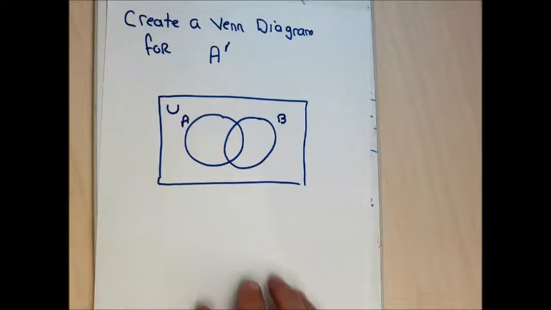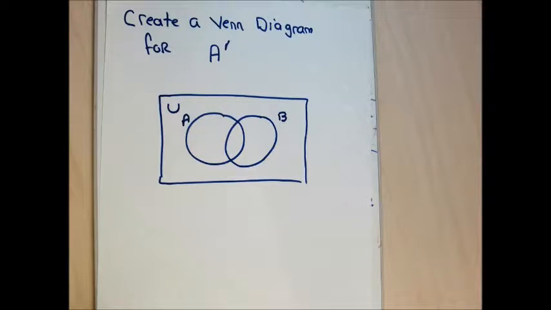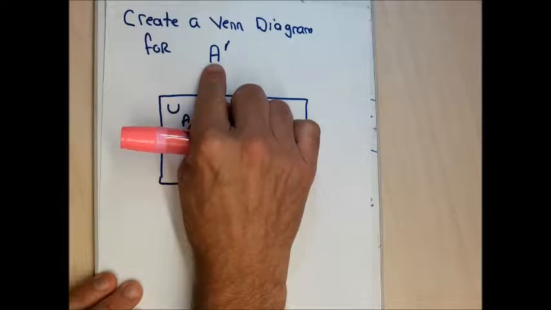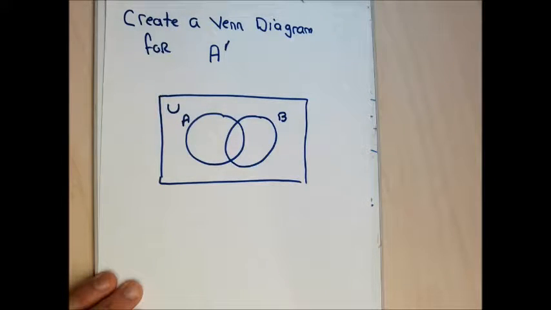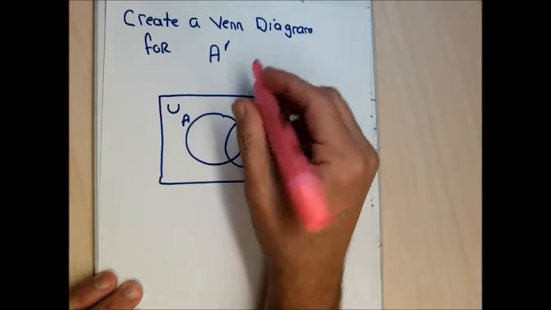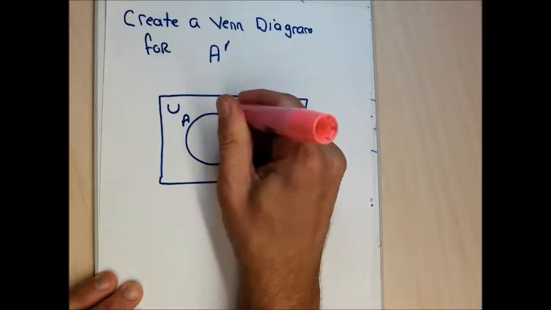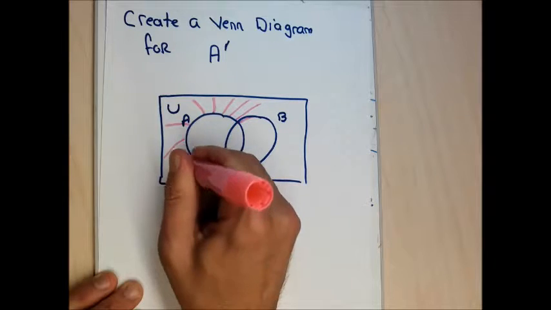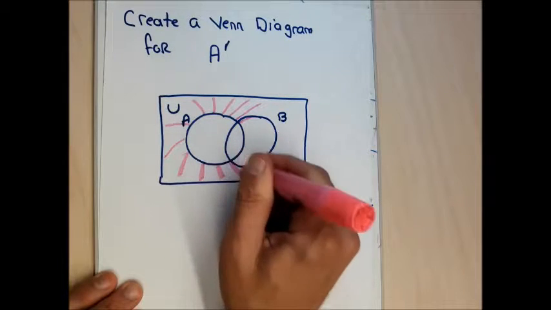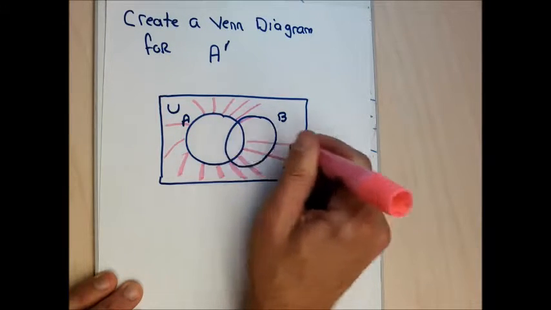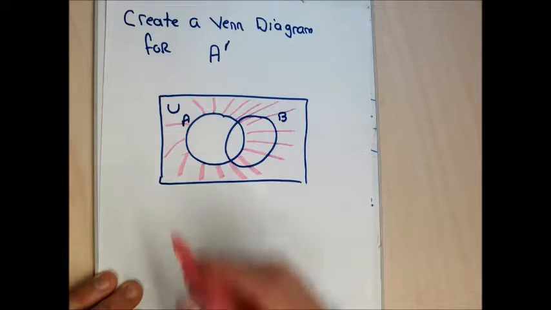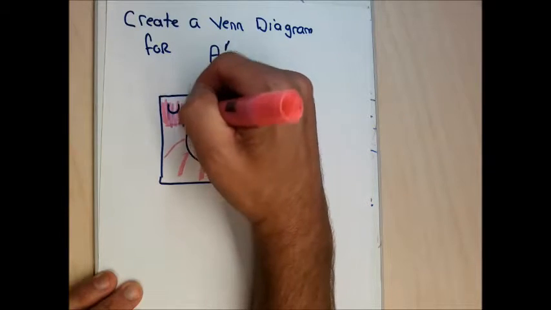If I'm asked to make a pictorial representation of A complement, remember by definition, A complement is everything in the universal set that's outside the A set. Pictorially, I represent that by shading. I'll try to shade a little bit better here in a second. But pictorially, A complement is everything that's inside the universal set that's not part of the A set. This is a lightly shaded version of what A complement is. Let me just darken this up.